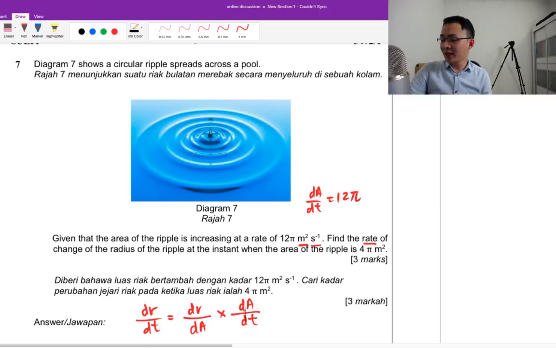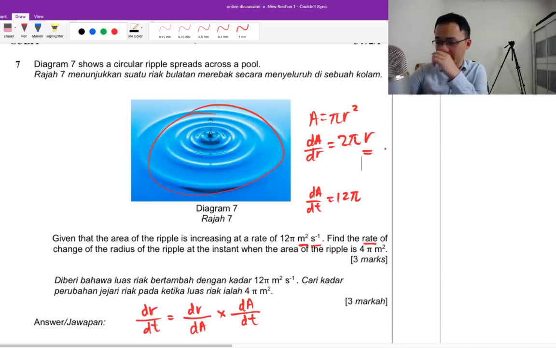Alright, and now I don't have dr/dA, I have dA/dt. So I know this one actually forms a circle, right? So I will use the formula for a circle, which is pi r squared. So dA/dr basically is 2 pi r. Alright, but what is my r value? Because the question doesn't tell you the r value. The question actually tells you the area, which is 4 pi. So I will substitute the 4 pi into A here in order to find my r value.